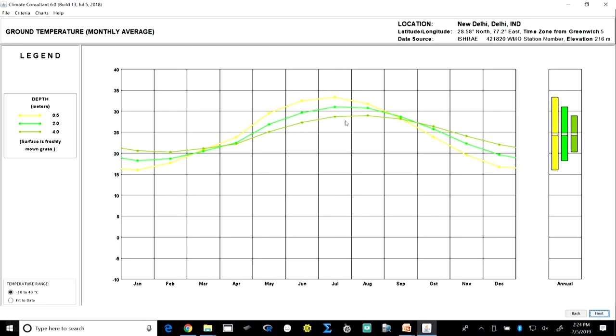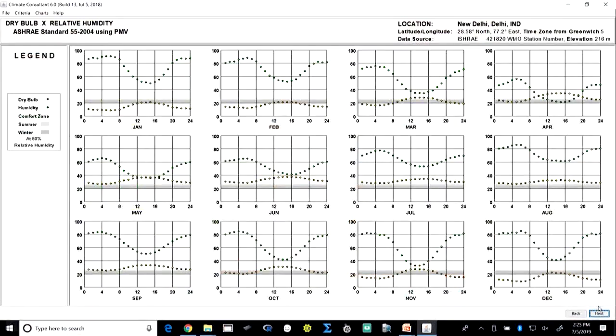So, if you look at 0.5 meter depth, we are still not getting comfortable temperatures during summers. In winters it is fine, but during summers it is still not comfortable. So, probably going to a 4 meter depth for an earth air tunnel is what would be desired in this climate. We are looking at dry bulb and relative humidity simultaneously.